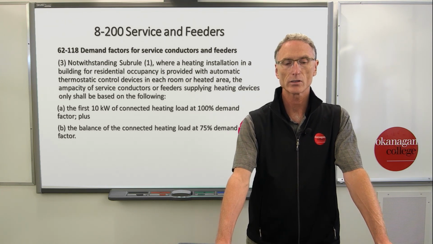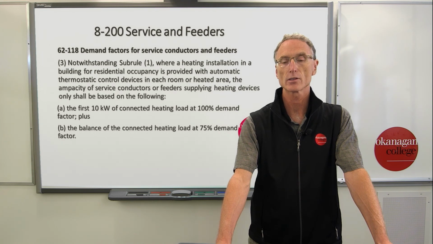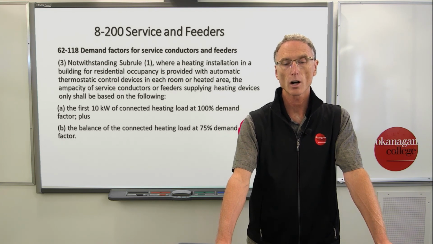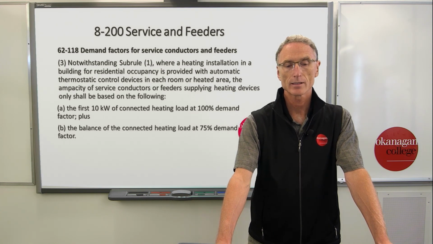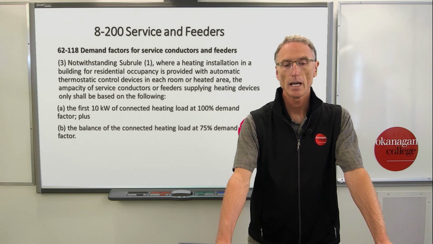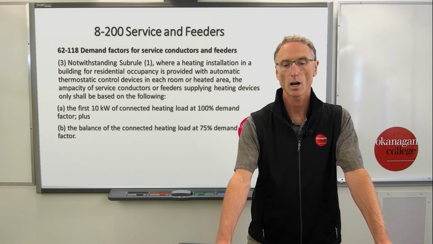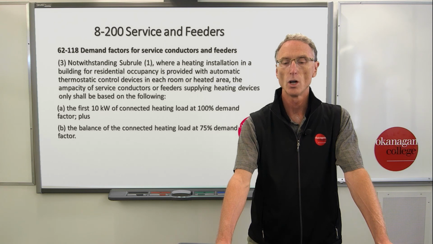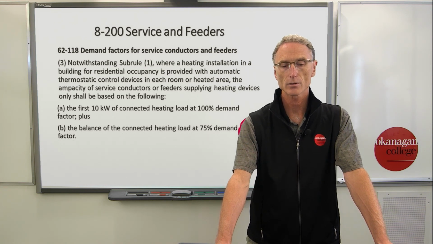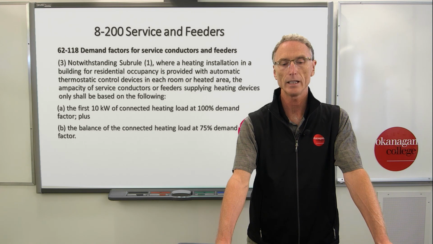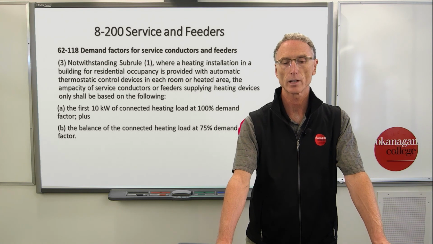So let's look at section 62. We have to go to section 62 when we deal with the heating, and that's 62-118. That's demand factors for service and feeder conductors for our heating loads. Now it tells us in sub-rule 3, drop down to sub-rule 3, and you find out, notwithstanding sub-rule 1, where a heating installation in a building for residential occupancy is provided with automatic thermostatic control devices in each room or heated area, the ampacity of the service conductors or feeders supplying heating devices only shall be based on the following. Now let's just explain that rule for a second.